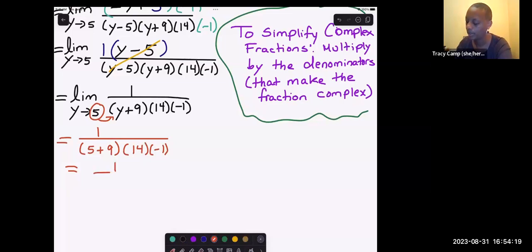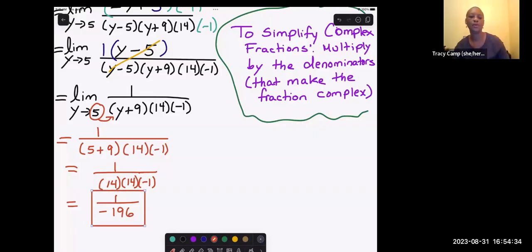1 over 14 times 14 times -1. And that's how we end up getting the answer of 1 over -196. 14 times 14 is 196. And then times -1 gives us this 1 over -196. Oh, so that's the answer I got.